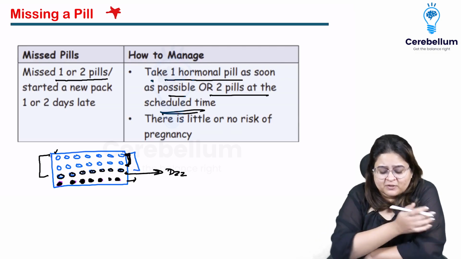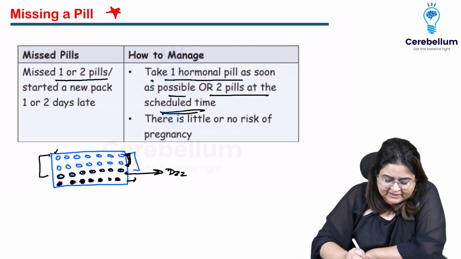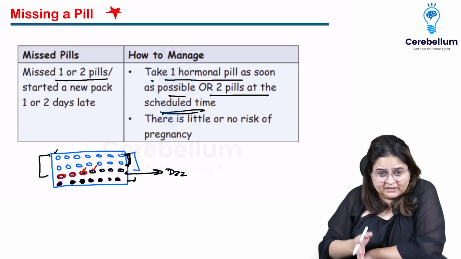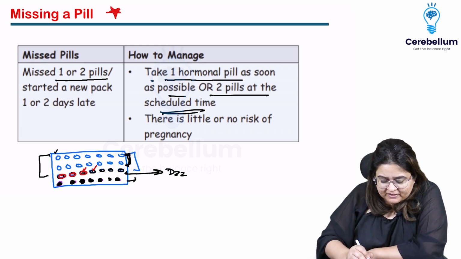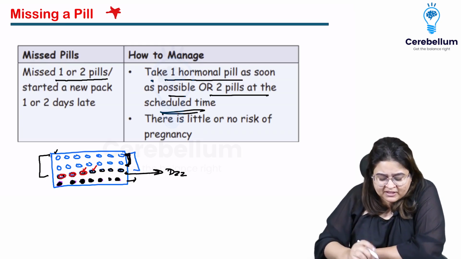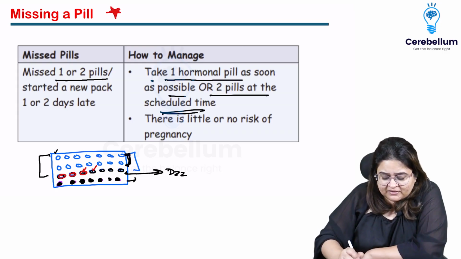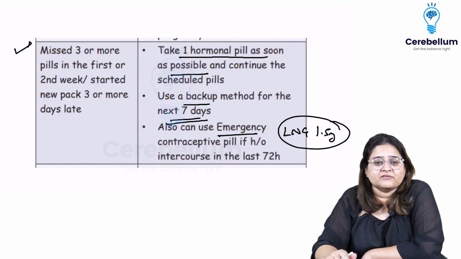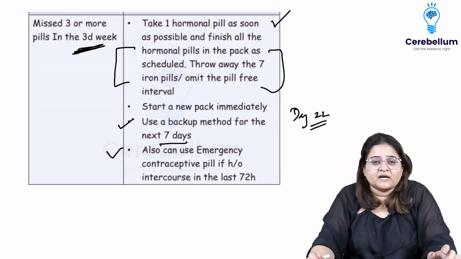Suppose she missed the pill on, say, day 15, 16, 17 and she's come to you on day 18. What do you do? Tell her, take the day 17 pill, take it now. Continue the remaining hormonal pills. Don't take the iron pills. Start a new packet on day 22. Use a condom for 7 days and give her the emergency pill. So that's what has to be done.